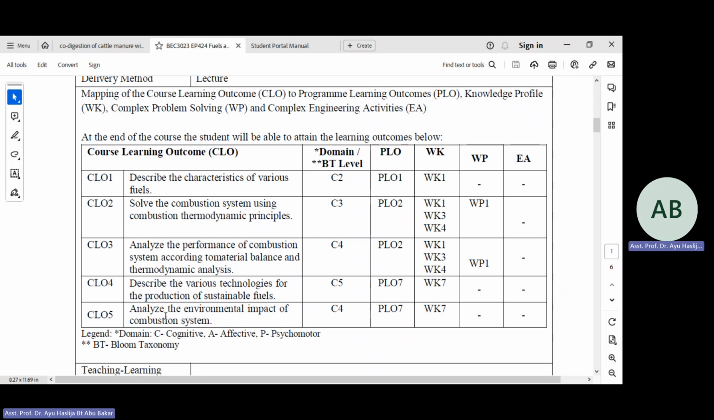Then CLO5: analyze the environmental impact of the combustion system. From the combustion system, you will produce gases. From there, you will need to analyze whether it impacts the environment or not. Because in Malaysia, we have the air pollution standard. So the CO2 released, does it exceed or is it below the standard? If it exceeds, then what do you need to do?